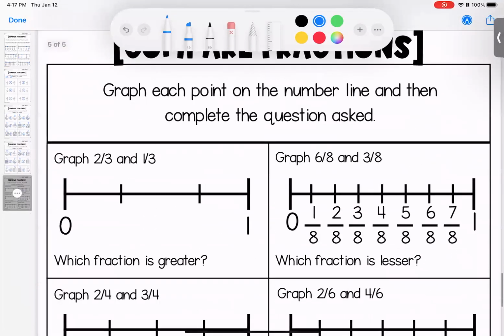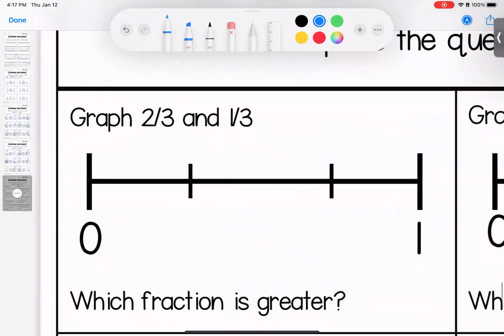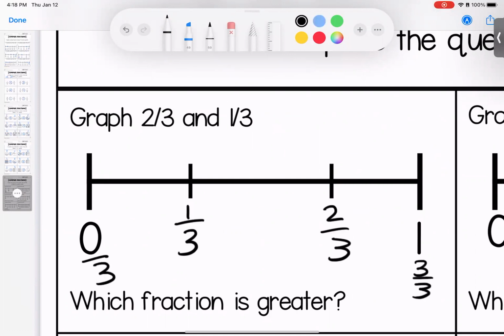All right, love bugs, last page. You need to graph each point on the number line and then complete the question that is asked. So for my first one, I need to graph or plot 2/3 and 1/3. So let's fill it in. I have 1/3, 2/3. Remember, this is the same as 3/3 and 0/3.